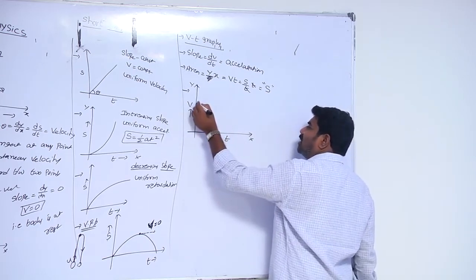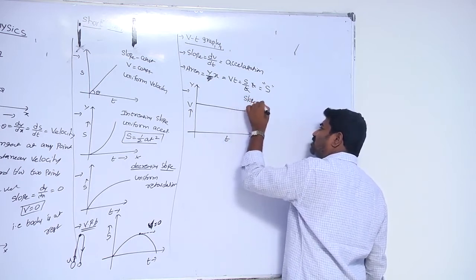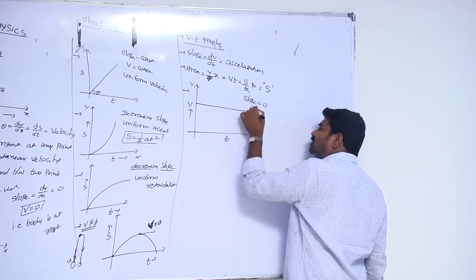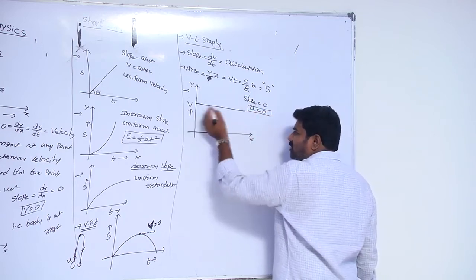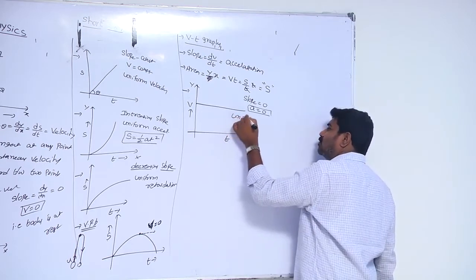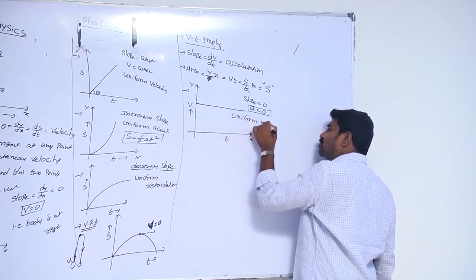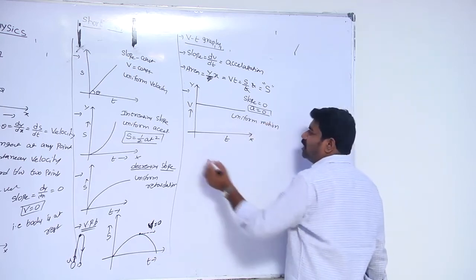Here, what is the meaning of this graph? What is the slope? Slope is equal to 0. That means acceleration is equal to 0. Here time increases, velocity is not changing, so it gives uniform motion or uniform velocity.